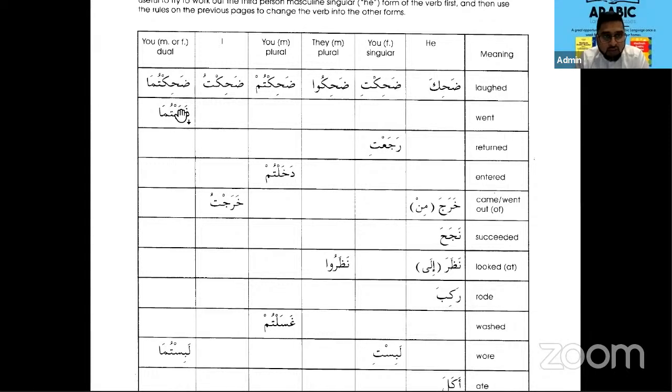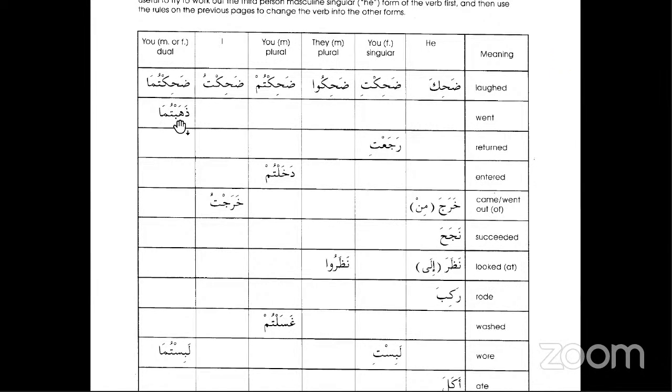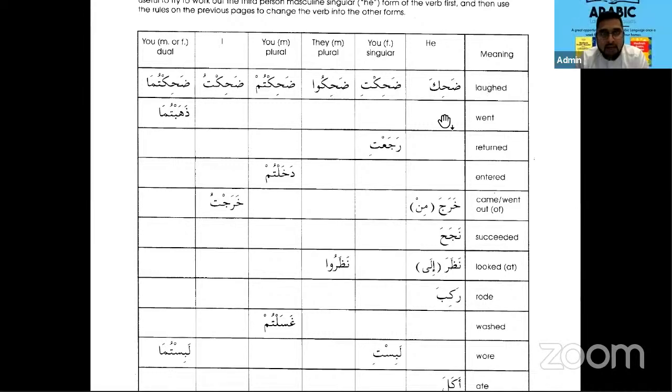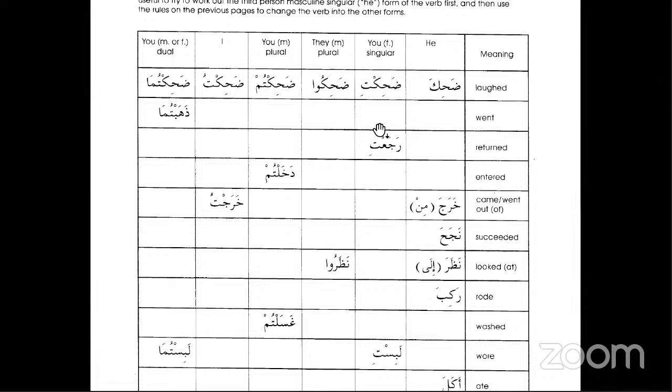And the ba, which has a sukoon, what do we need to change it to? You need to change it to ba with a fatha. Excellent, good boy. Now "he went" is dhahaba. What's the next one? The next one is ذهبا.